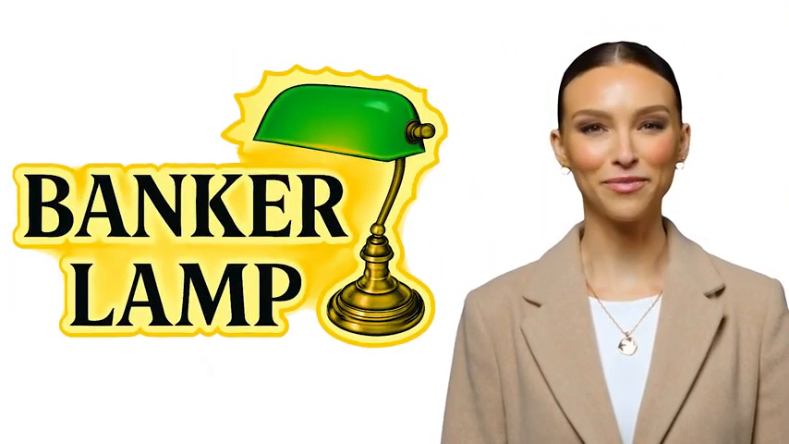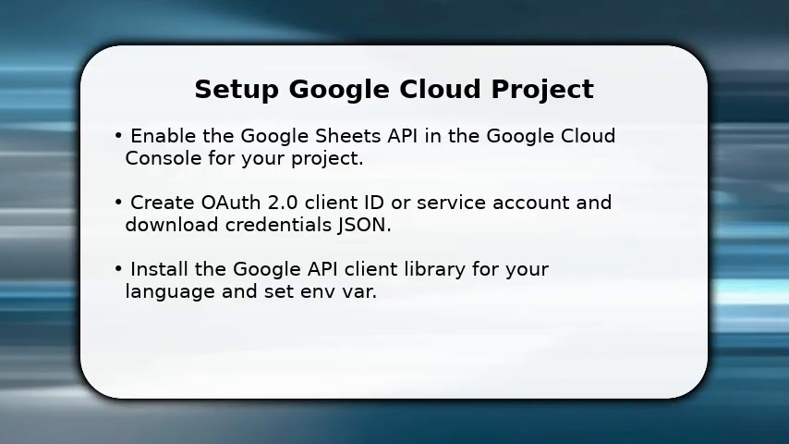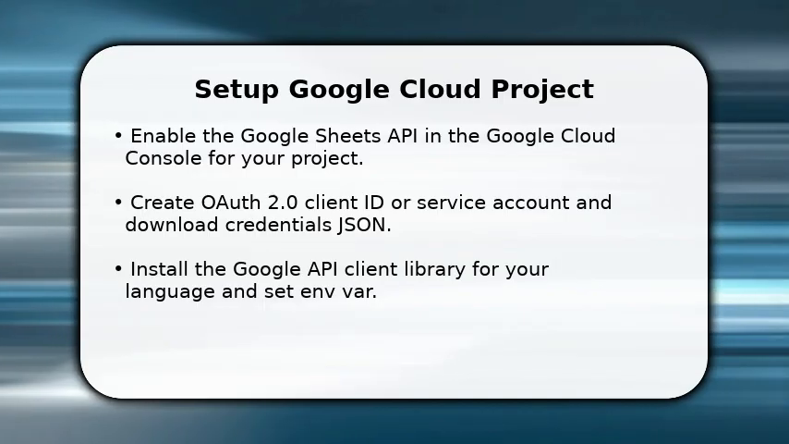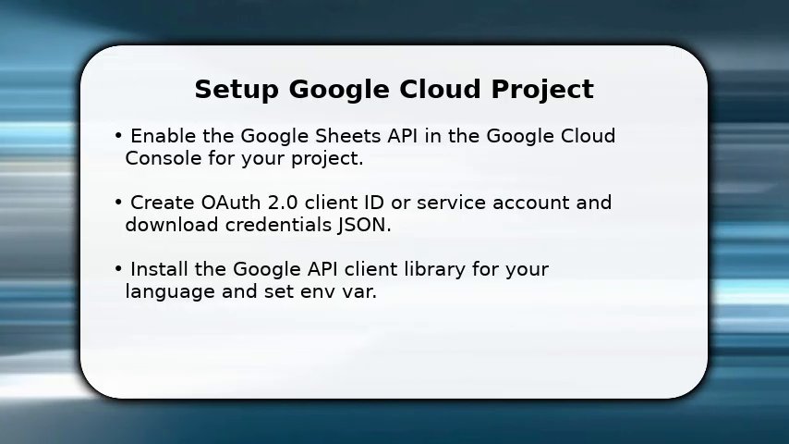Please enjoy the video. First, sign into the Google Cloud Console with your Google account. Create a new project and enable the Google Sheets API for that project. Next, choose Credentials and create an OAuth 2.0 client ID or a service account depending on your needs. Download the Credentials JSON file and store it securely in your project folder.